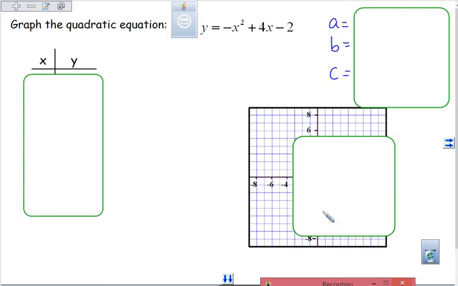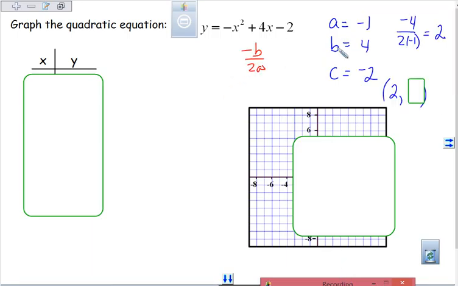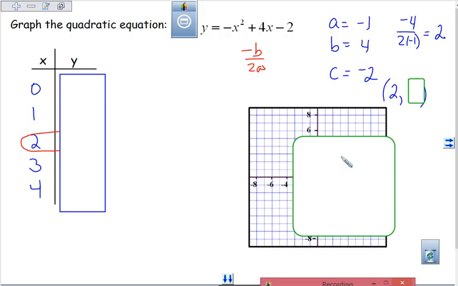So why don't you pause the video, try this one on your own, and see if you did it correctly. So the first thing you should be doing is figuring out what A, B, and C are. Use your formula to figure out the first half of your vertex. That first half of that vertex will tell you where to start in the middle of your table. So 2, after 2 comes 3 and 4, before 2 is 1 and 0. So we need to figure out the rest of that table.